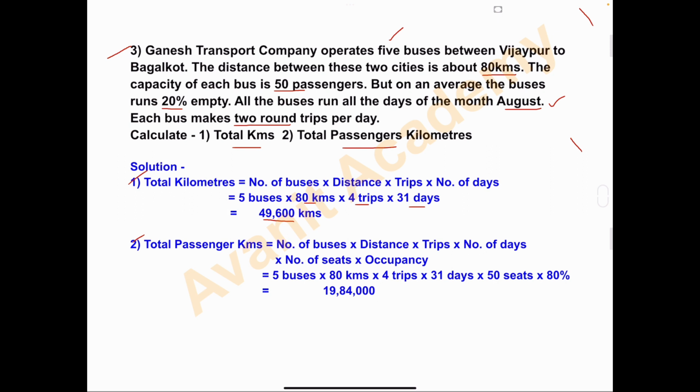Number of seats. So in each bus, how many passengers can travel? 50 passengers. So 50 seats. Into occupancy. Bus is 20% empty, means the bus is 80% occupied. So take here 80%. Multiply all this. 5 into 80 into 4 into 31 into 50 into 80%, and you will get 19,84,000. This is total passenger kilometers.